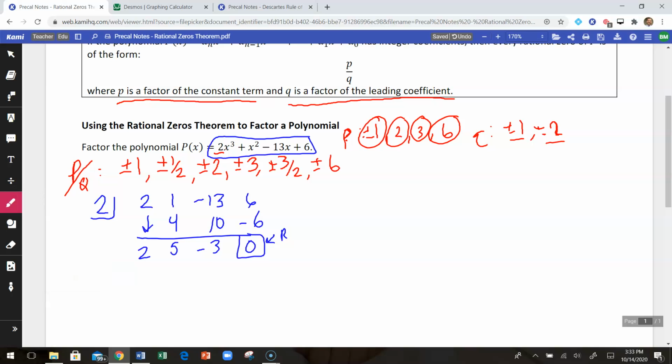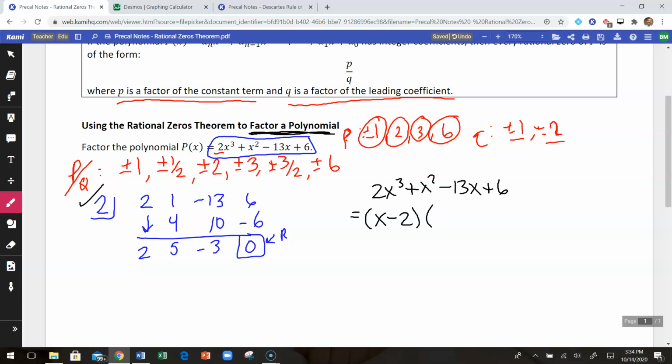So we started with 2x to the third plus x squared minus 13x plus 6. We're trying to use this idea to help us factor a polynomial. So I want to break this polynomial down as much as I can to make it super simplified into just its factors. And because 2 worked, that tells me that x minus 2 is one of my factors. Okay, so this is equal to x minus 2 times what?